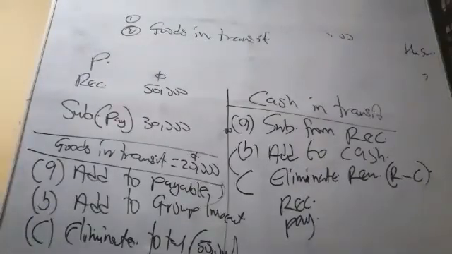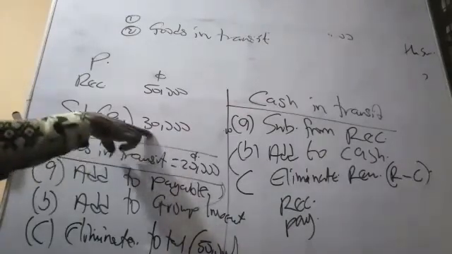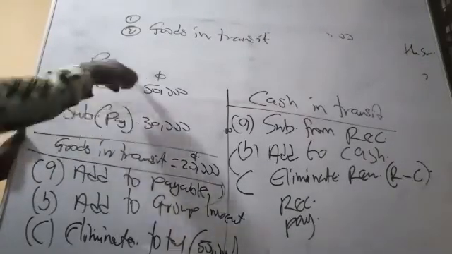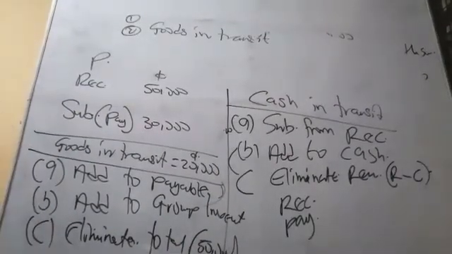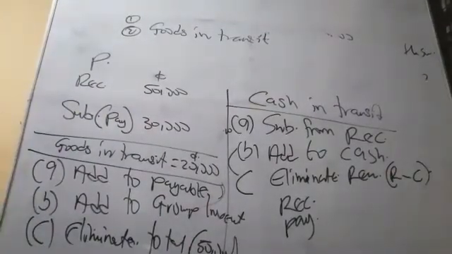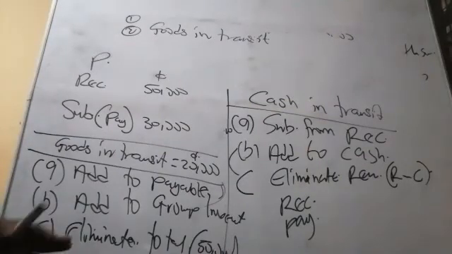Because if you add the 20 to this, it will still give you what? 30, right? To give you 50. You add the goods in transit of 20 to this to give you 50. So now they are the same. Until it balances, you cannot eliminate it. Good. So basically that is it. Affect cash, that's all.